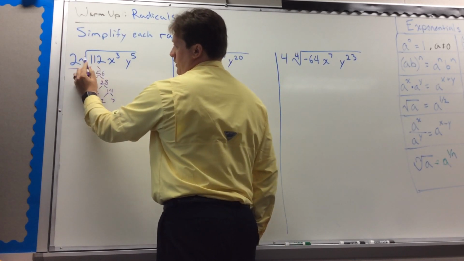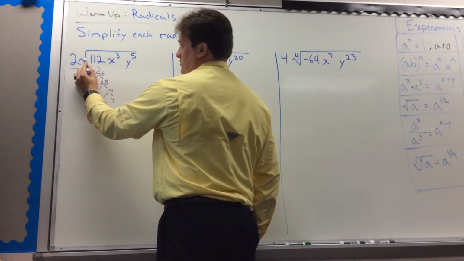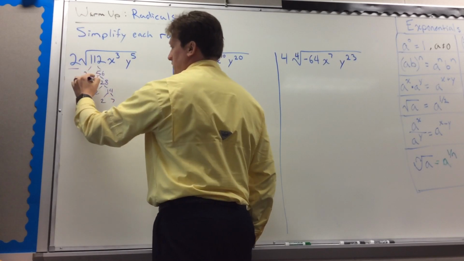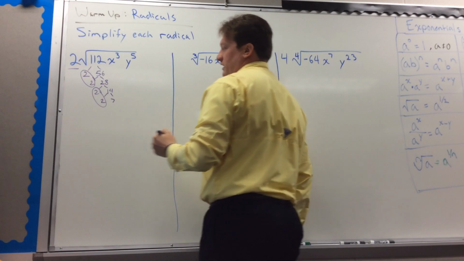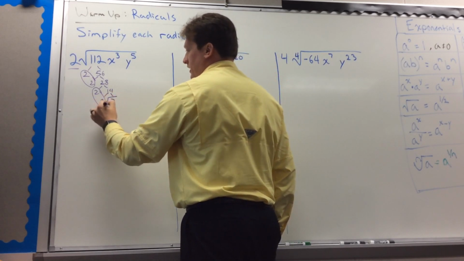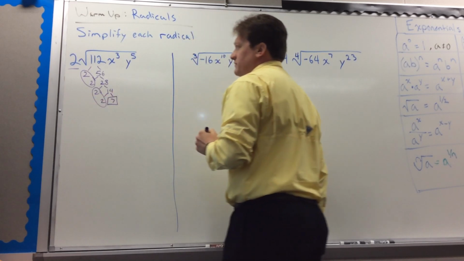If we look at our index, there's no number there, so the assumption is that that number is 2. So we have to circle 2 of a kind, so that we can bring it out. Anything that's left over is going to stay underneath the square root, so I put a square around it.